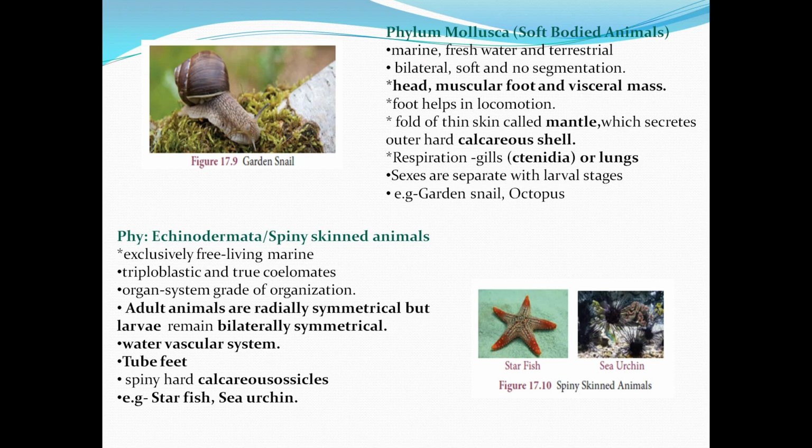Phylum Echinodermata. Echino means spiny and dermata means skinned animals. They are exclusively free living marine organisms. They live in seawater. They are triploblastic and true coelomates. They show organ system grade of organization. The adult organisms are radially symmetrical, but the larvae remain bilaterally symmetrical. They have a water vascular system, which is a unique feature of them. The locomotion is effected by tube feet. The body wall is covered with spiny, hard, calcareous ossicles. Example is starfish and sea urchin.